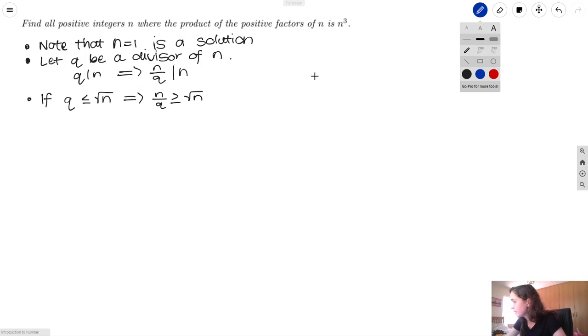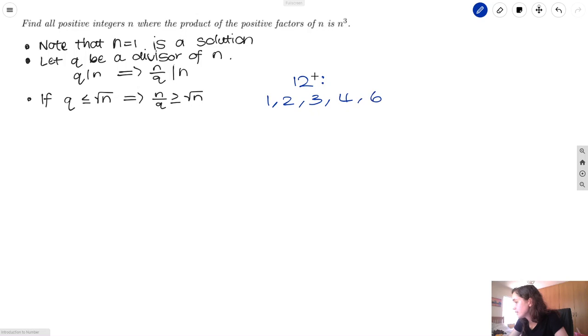So yeah, let's look at an example quickly again. 12, let's look at the divisors of 12. So 1, 2, 3, 4, 6, and 12. The square root of 12 is going to be between 3 and 4. So say q was equal to 2, then n over q would be 6. So 2 is smaller than the square root of 12, and 6 is bigger than the square root of 12. So this works out. You're kind of splitting the numbers down the middle, if you want to think about it like that.